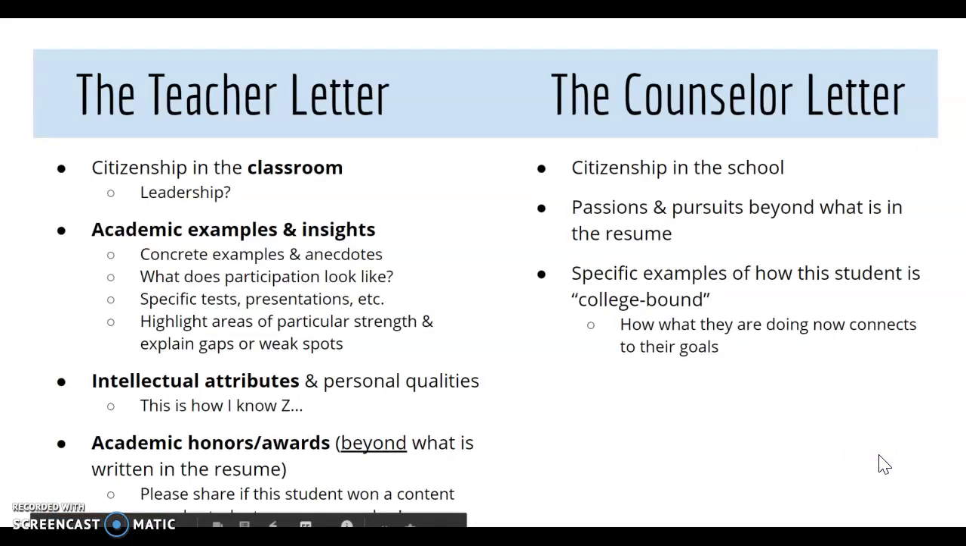So I think it's important to just realize the distinction between a teacher letter and a counselor letter. And so as counselors, myself, Sarah, and Mati are responsible for writing about the student in our school. So I like to think about it as us talking about students as citizens of our school. And so how do they contribute to the community? How do they contribute to the broader community of Denver?